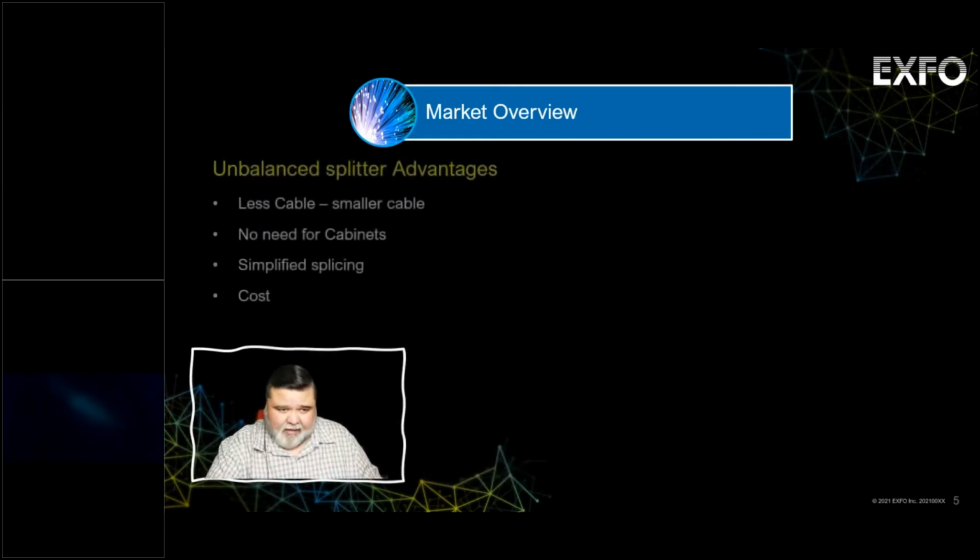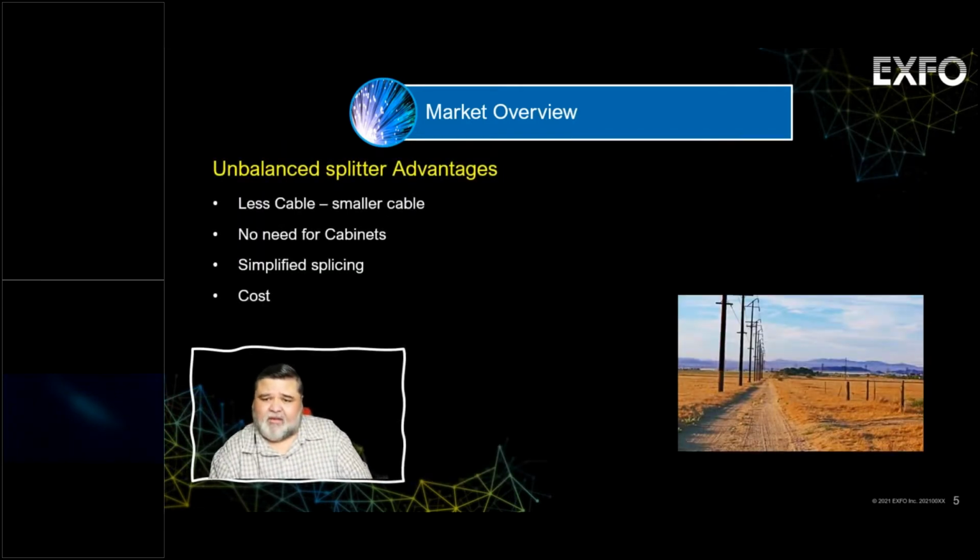And so why are we seeing some of these advantages with unbalanced splitters? One of the big advantages, if you think about it, is less cable and smaller cable, right? And this is actually a big point. Back when I used to work construction, a large count fiber for me 20 years ago was 96 fiber, right? Nowadays, we're seeing 1728s, 3456s, these very high count fibers that are being deployed in a lot of urban areas, right?